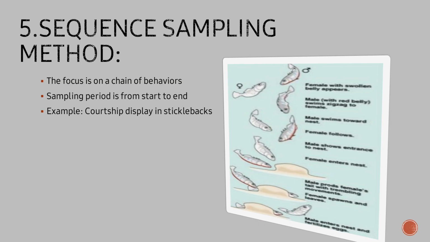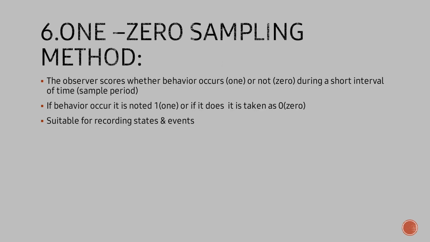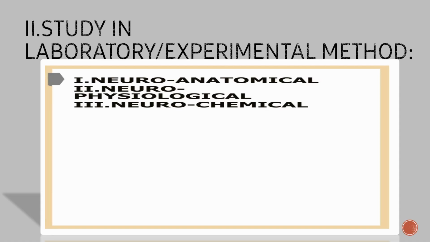The focus is on a chain of behaviors, for example, courtship display in sticklebacks. Next is 1-0 sampling. Here, if a particular behavior which is recorded is noted, it is given as 1, or if it does not take place, it is given as 0. The observer scores whether behavior occurs, 1, or not, 0, during a short interval of time. This method is suitable for recording states and events.